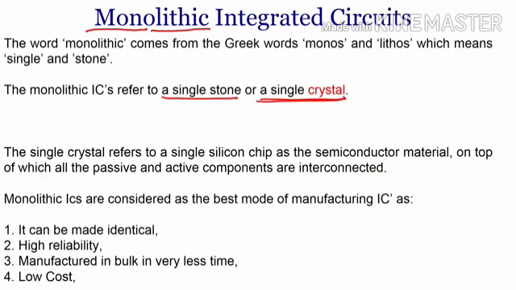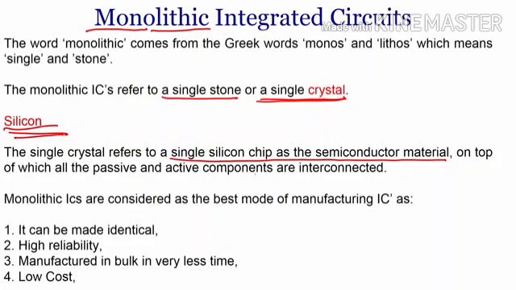Now, again a confusing word: crystal. What does crystal mean? Crystal is nothing but silicon. You see here, silicon. Don't worry, it's very easy. So, a single crystal means single crystal silicon. The single crystal here refers to a single silicon chip as the semiconductor material.